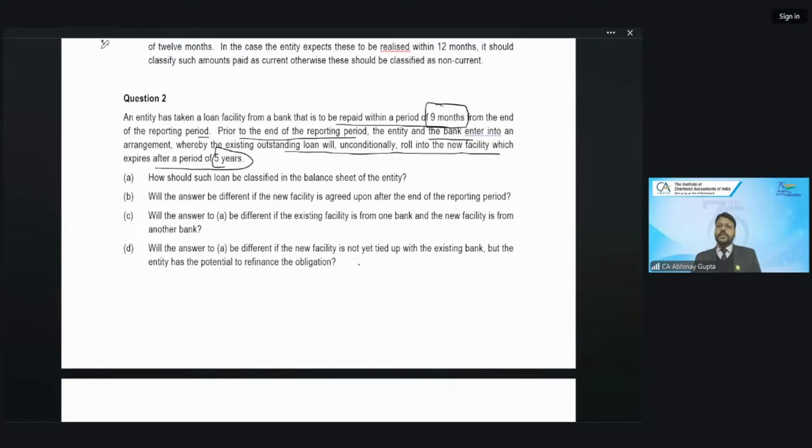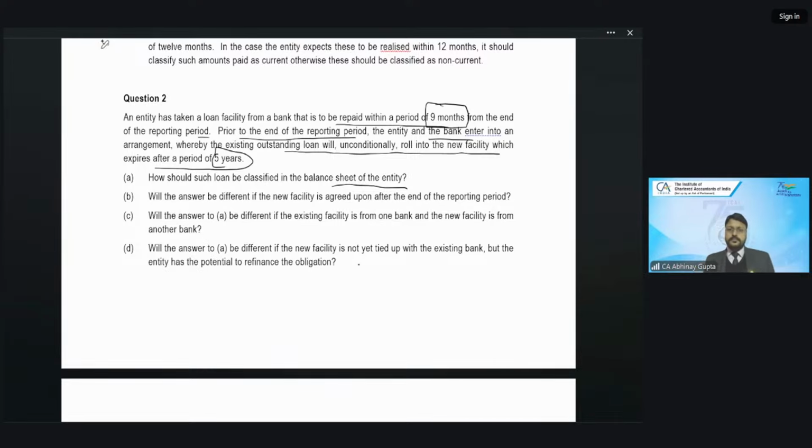An entity has taken a loan facility from a bank that is to be repaid within 9 months from the end of the reporting period. The first line says to be repaid within 9 months from the reporting date. Prior to the end of the reporting period, the entity and the bank entered into an agreement whereby the existing outstanding loan will unconditionally roll into the new facility, which expires after a period of 5 years. So before 31st March, the bank and the company agreed to roll over the loan for the next 5 years, instead of repaying it within 9 months from 31st March. A. How should such a loan be classified in the balance sheet of the entity? Current or non-current?